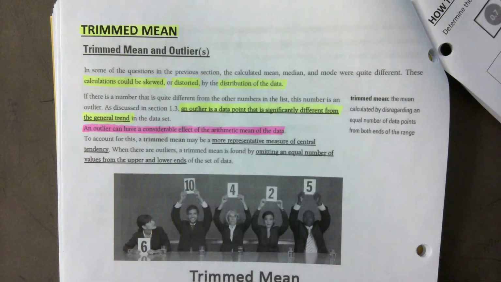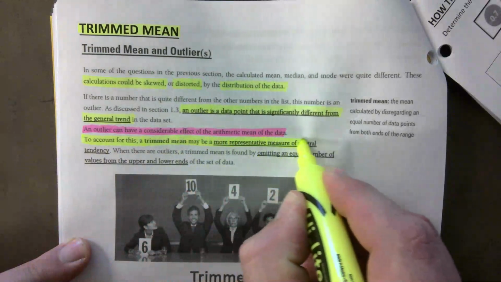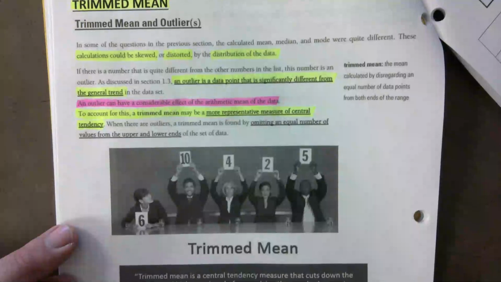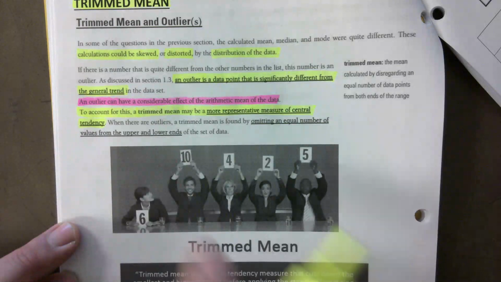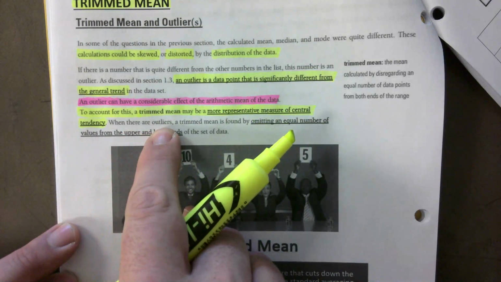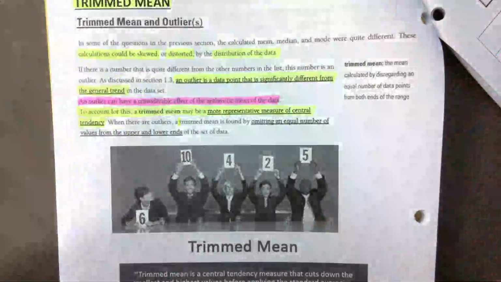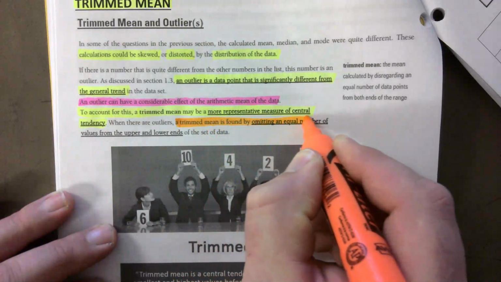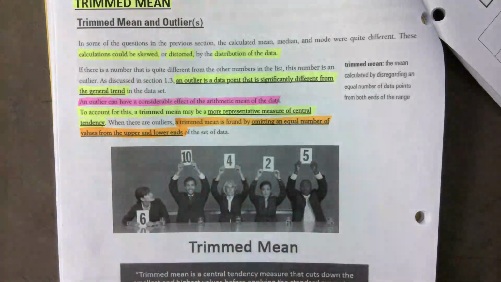To account for this, the trimmed mean may be more representative of the measure of central tendency. Let me just try to focus one more time. When there are outliers, the trimmed mean, I'm going to use a different color on this one. This is the definition. Trimmed mean is found by omitting an equal number of values on the upper and lower ends. That is basically what trimmed mean is all about.